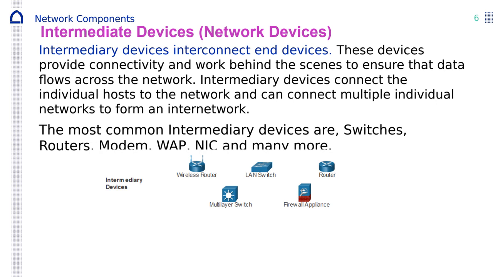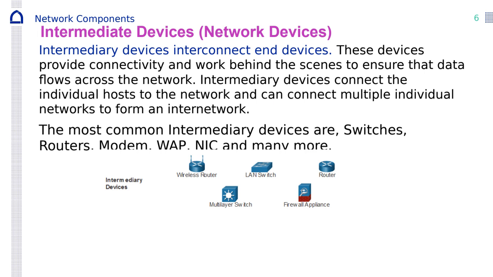Intermediate devices interconnect end devices together. They provide connectivity and work behind the scenes to ensure that data flows across the network. Intermediary devices connect the individual host to the network and can connect multiple individual networks to form the internetwork. The most common devices are switches, routers, modem.